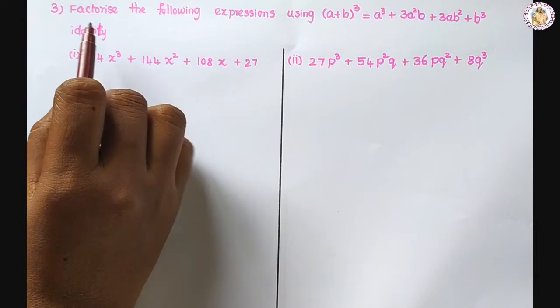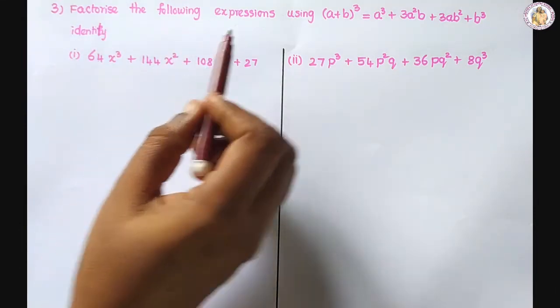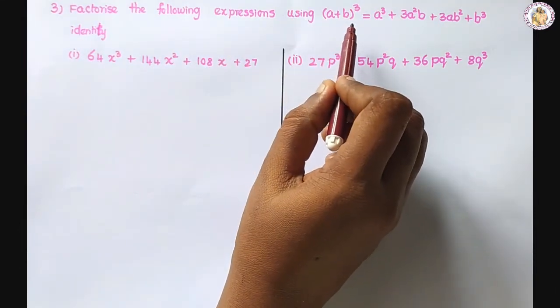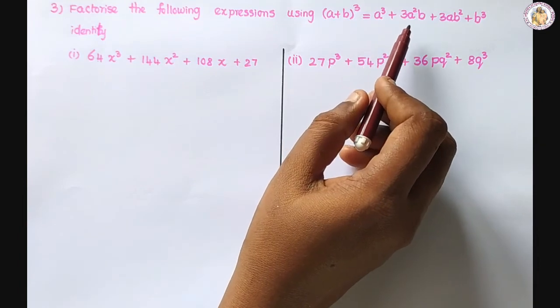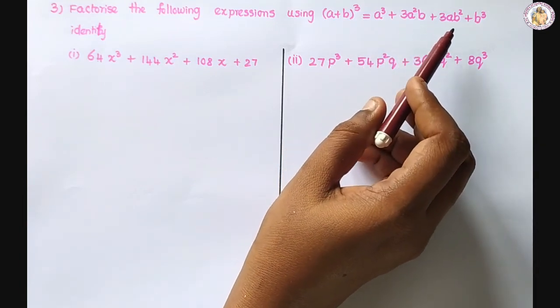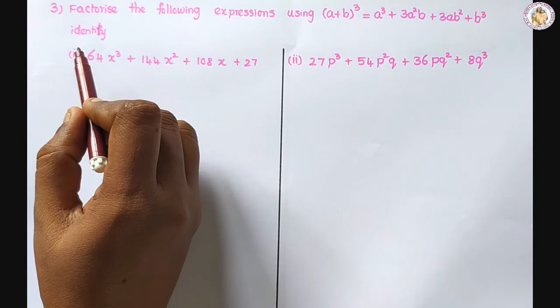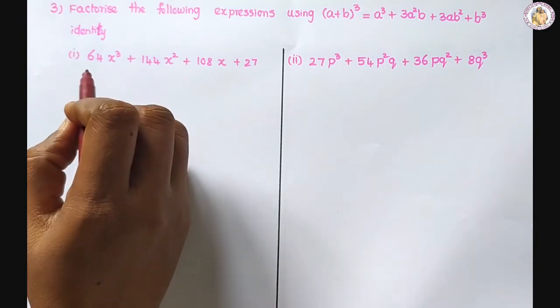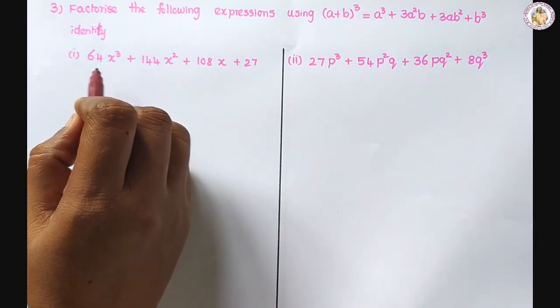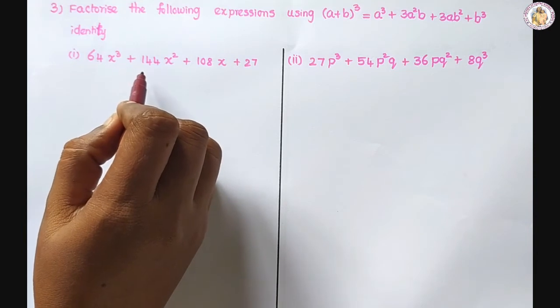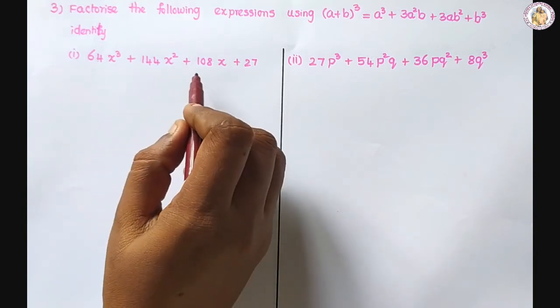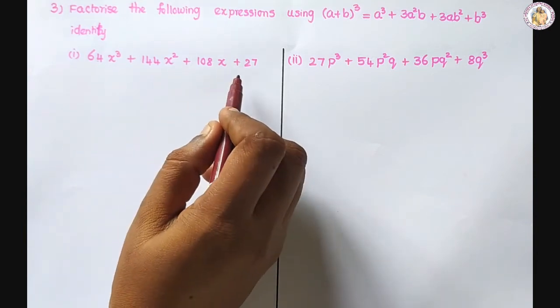Third one, factorize the following expressions using a plus b whole cube equal to a cube plus 3a squared b plus 3ab squared plus b cube identity. Listen, first one, 64x cube plus 144x squared plus 108x plus 27.